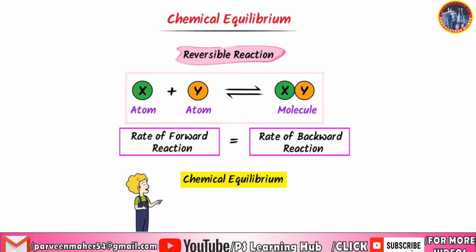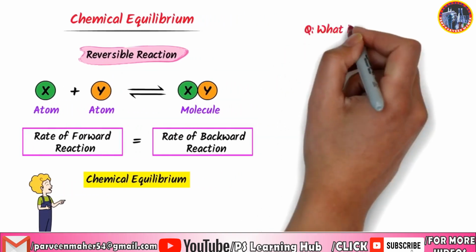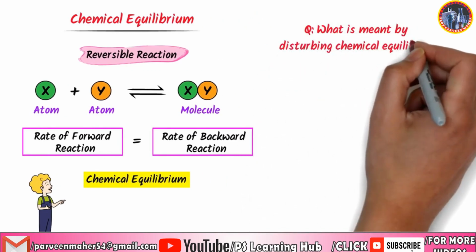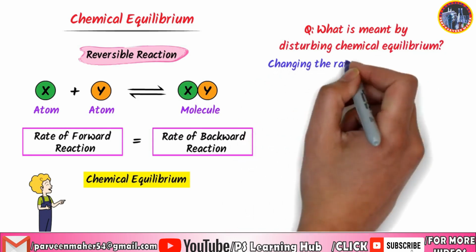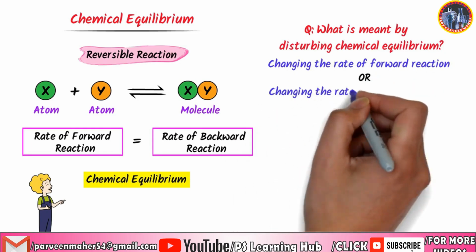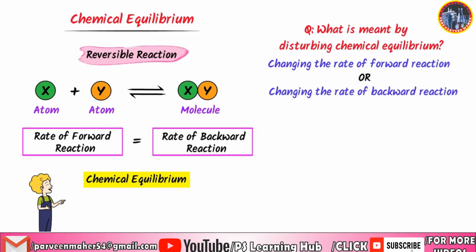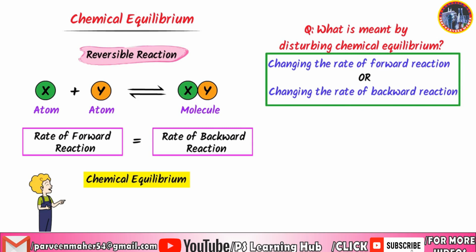Here, let me ask you one important question which I often ask. What is meant by disturbing chemical equilibrium? Well, when we say disturbing chemical equilibrium, it means that we are disturbing or changing the speed of either the forward reaction or the backward reaction. So remember that whenever I say disturbing the chemical equilibrium, it means that I am disturbing the speed of either side.